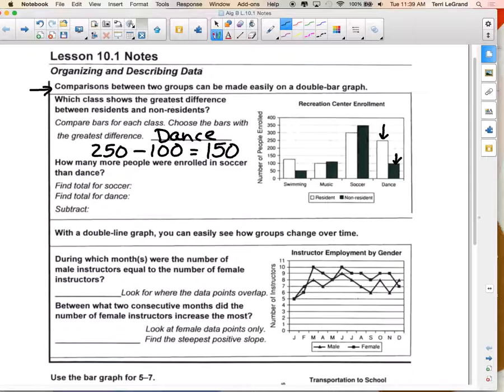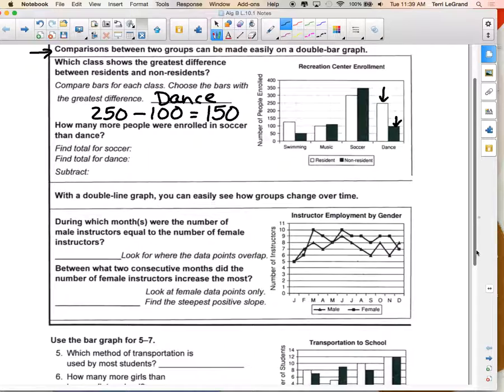Okay, how many more people were enrolled in soccer than dance? Did they say anything about resident or non-resident there? So what do you think we have to do? Total. We have to figure out how many there are total in soccer. So what two numbers are we going to add together? 350 plus 300. 300 is the white bar plus 350 for the darker bar, and that comes out to 650. Okay, so there's a total of 650 people enrolled in soccer.